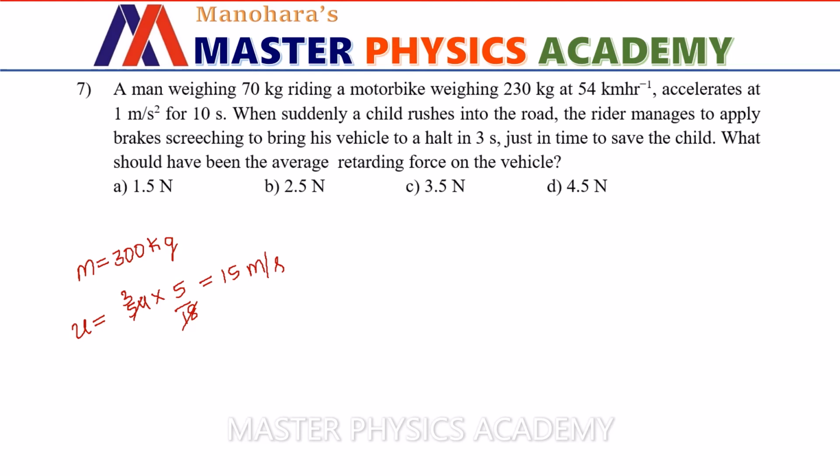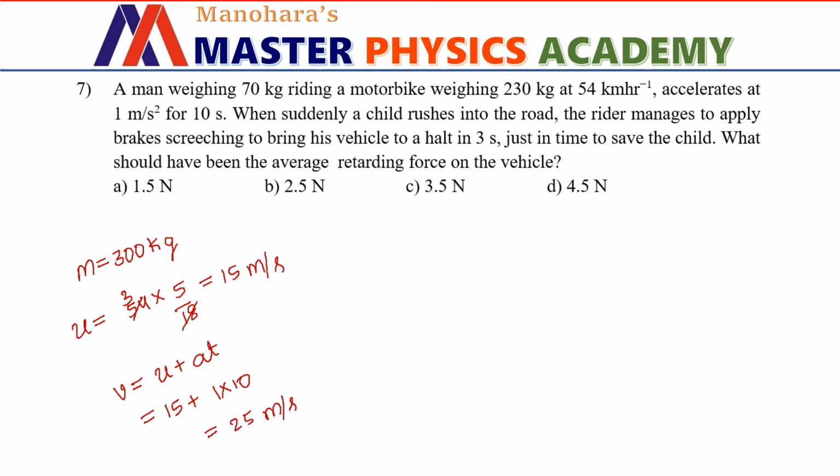Now it is accelerating at the rate of 1 meter per second squared for 10 seconds. The final velocity we are going to get in this case will be v equals u plus at. Substituting, we do have 15 plus 1 into 10, which is going to be 25 meter per second. So now a child rushes into the road and the driver applies brakes so that the vehicle is stopped in 3 seconds. So we need to find the average acceleration first.